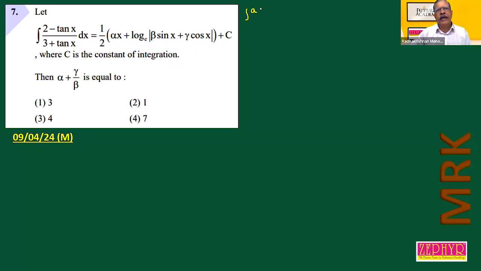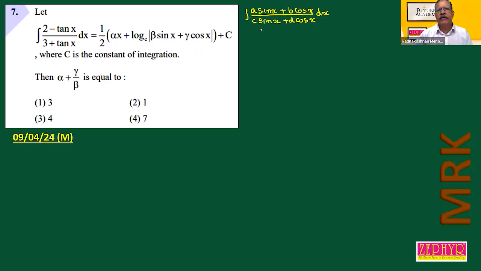The integral is of the form a sin x plus b cos x divided by c sin x plus d cos x dx. Okay. So if you write tan x as sin x by cos x, this will be in this form. Okay. Plus and minus do not matter.